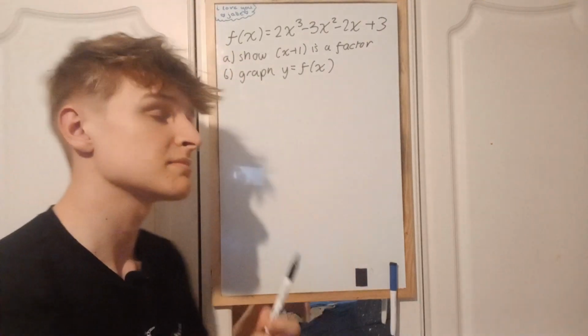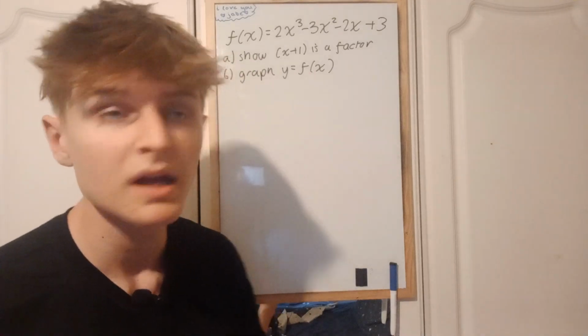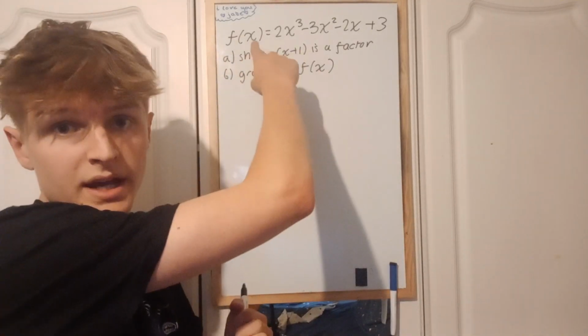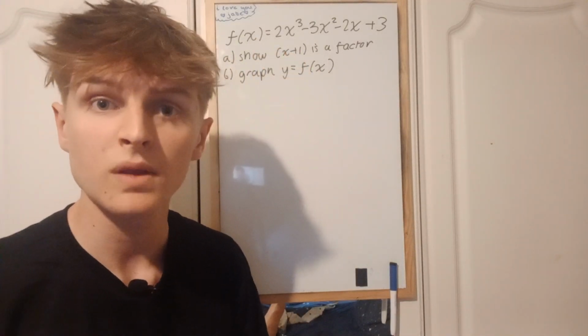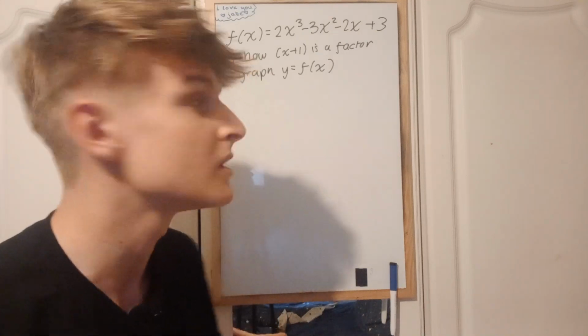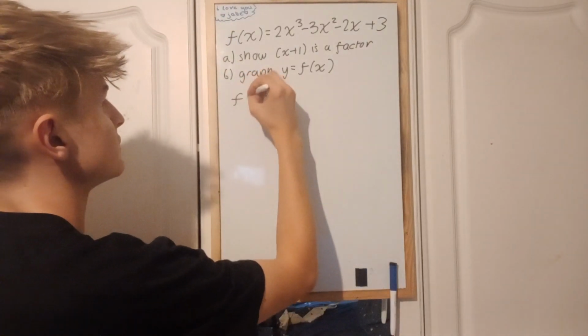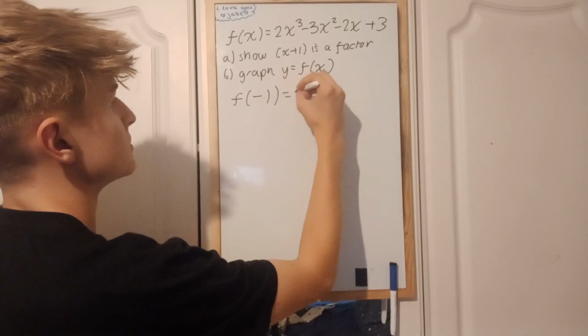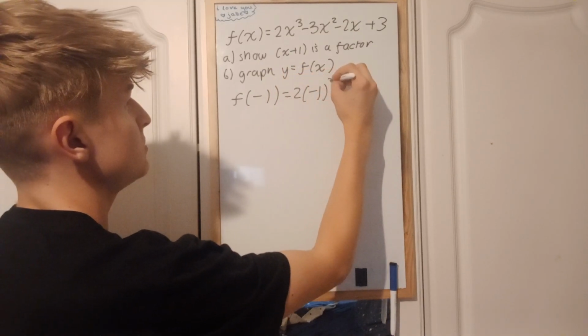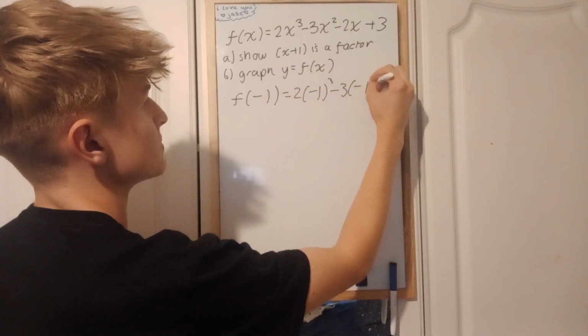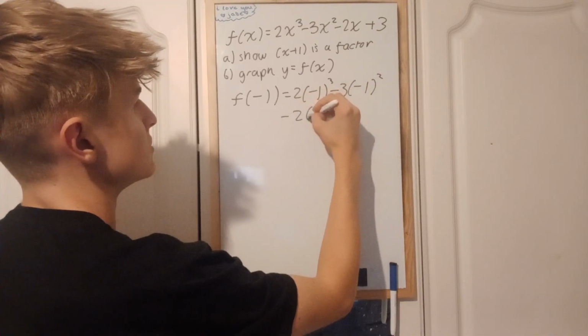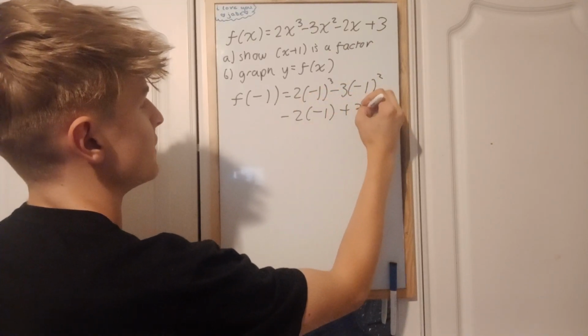Right, so to show x plus 1 is a factor, by the factor theorem, if we plug in -1 to f and that outputs 0, then we know that x plus 1 must be a factor. Right, so if we chuck in f of -1, that equals 2 times -1 cubed, minus 3 times -1 squared, minus 2 times -1, and then plus 3.